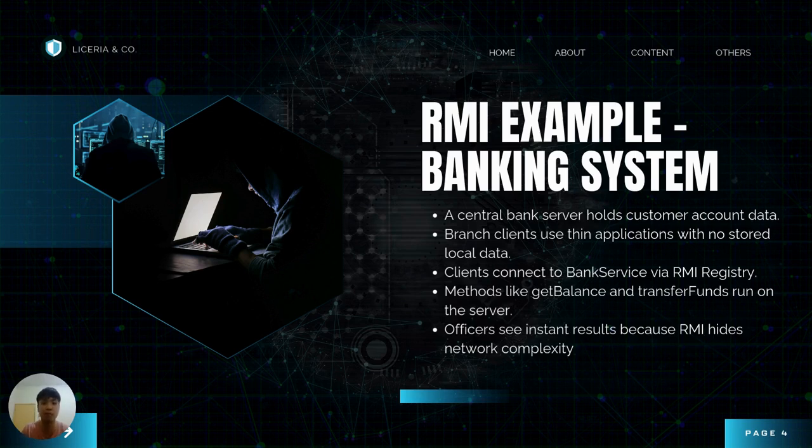And then for the example part, I use a banking system. The main bank server stores all customer information, while branch computers run the clients. When the officer wants to check a customer balance, the client calls the get balance method through RMI. So the request goes to the central server, the server processes it, and then the result is returned instantly. Everything feels local, even though the logic runs remotely.